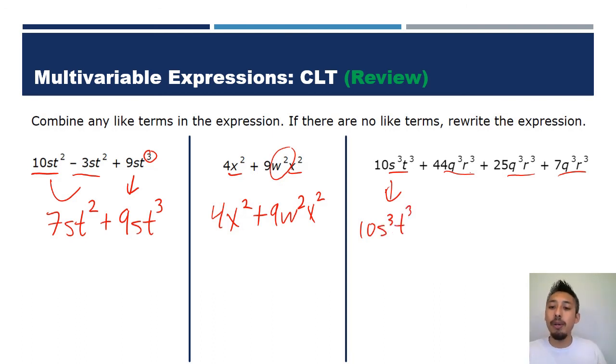Okay, so we got that out of the way. Let's look at everything else that we still have to work with. So we have one that has q to the power of 3 r to the power of 3 right here. The other ones also have q to the power 3, r to the power 3. And because they all have the same variable and exponent, all of these could be added up together. When you add them up together, 44 plus 25 plus 7 is 76. So here we have a positive 76 q to the power 3, r to the power 3. And this would be your final answer.